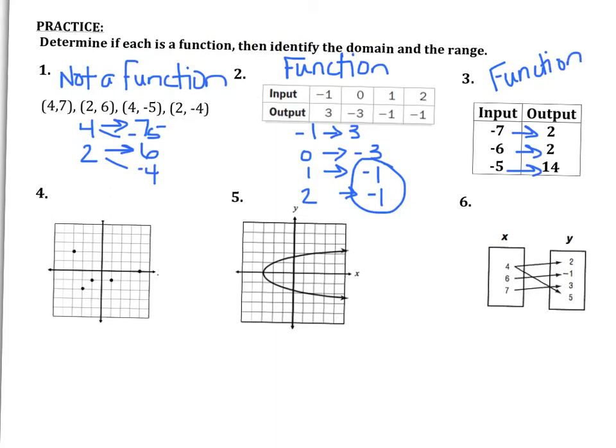All right, let's take a look at the next two. These are on a graph. One easy way for us to determine if it's a function or not is to do a vertical line test. Remember, this is my x value, this is my y value. If I look going this way, and there is no place where a vertical line hits more than one point, then it is going to be a function.